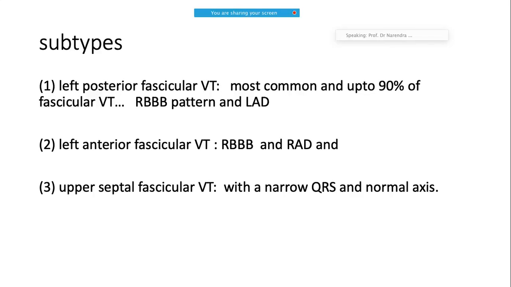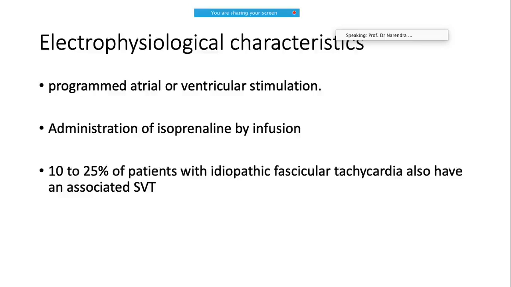For the left posterior, on the ECG, especially if you look at the chest leads, it will be an RBBB pattern, however with left axis deviation. Otherwise, for the left anterior fascicular VT, it will be the opposite axis. Opposite axis means right bundle branch block with right axis deviation. So this is the hallmark for the anterior fascicular VT. However, for the upper septal fascicular VT, the axis is going to be normal. But as we all are aware, fascicular VTs characteristically have a pretty narrow QRS.